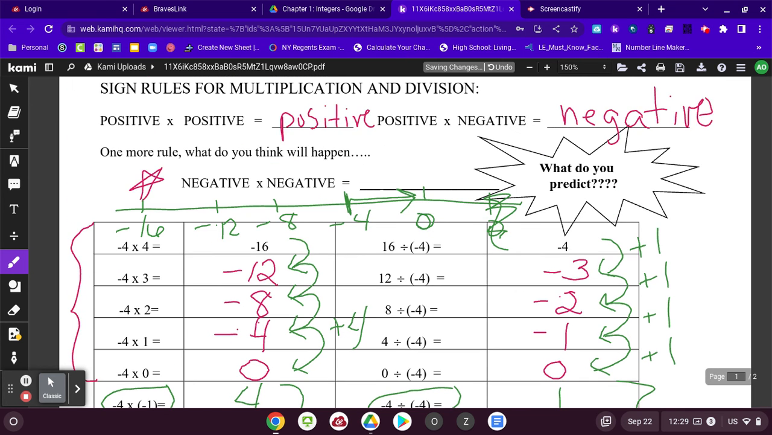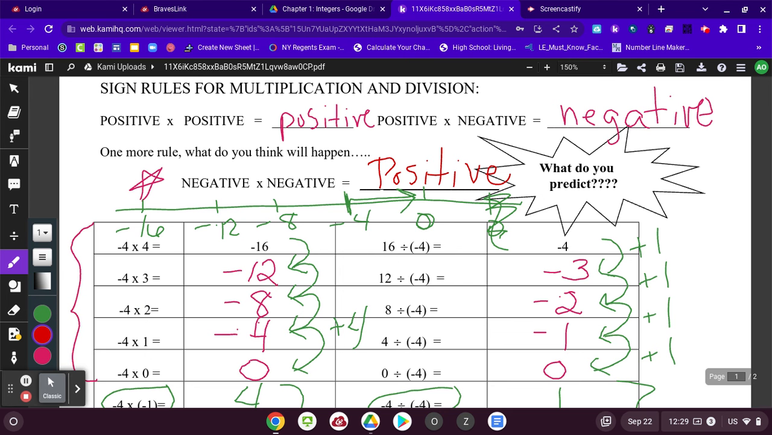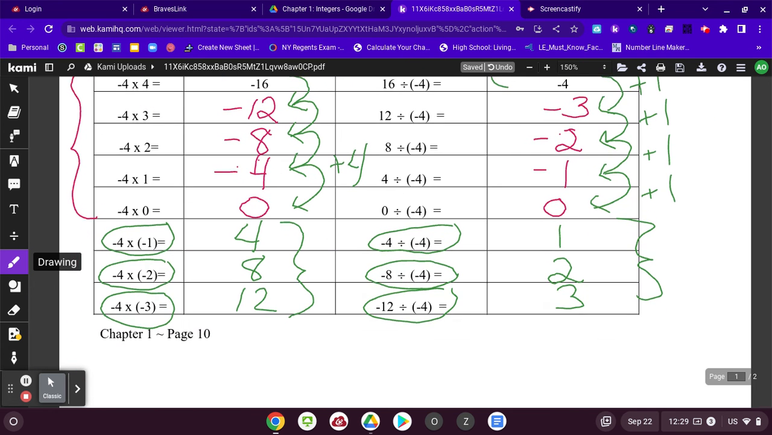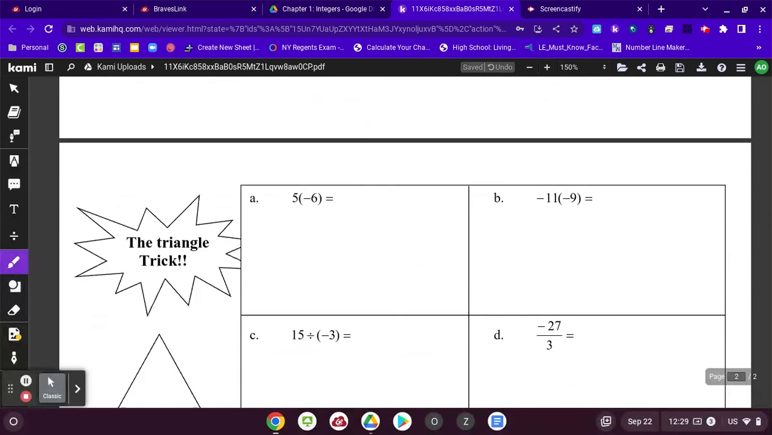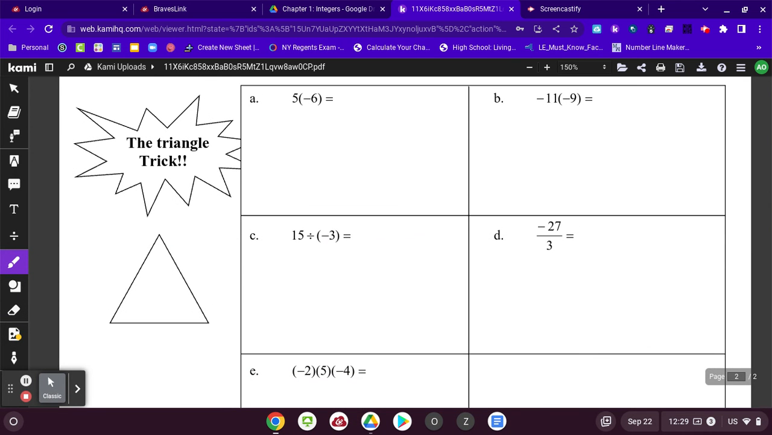So go back up here. Negative times a negative is actually a positive. So now we proved it. So you can really believe it when we use a little trick. Some kids just like to know the rules. They just like to know that if you have a positive times a negative, it's a negative, and a negative times a negative is a positive. Some kids like to know the rule.